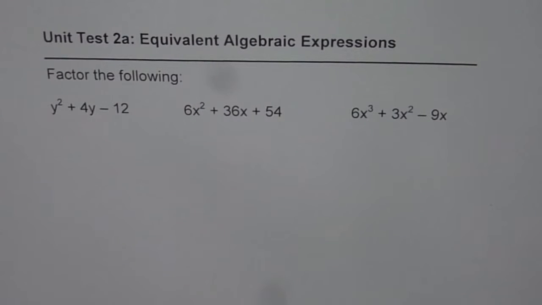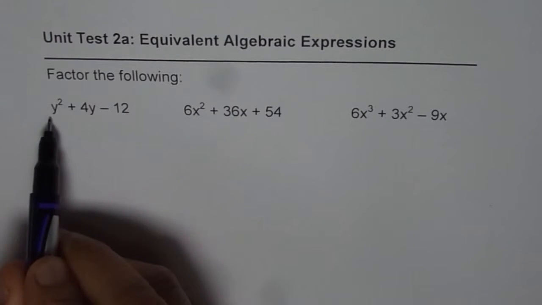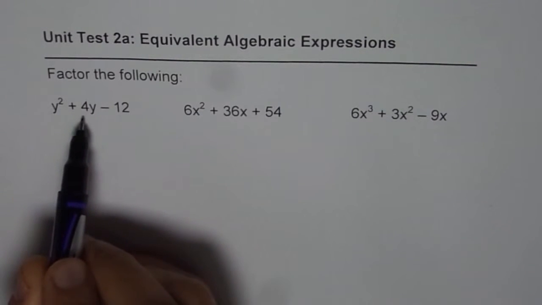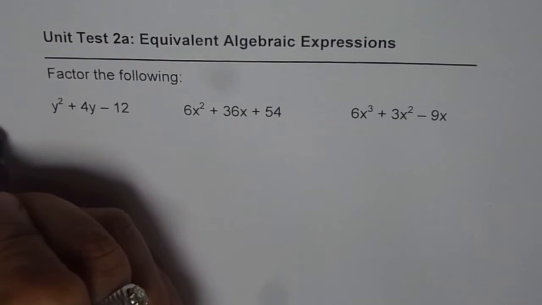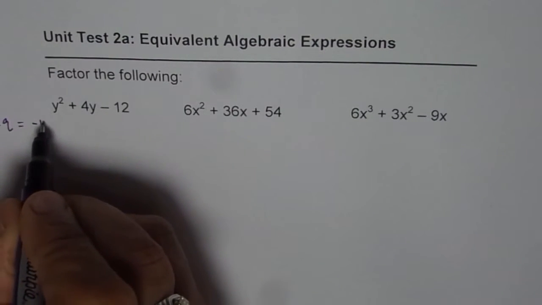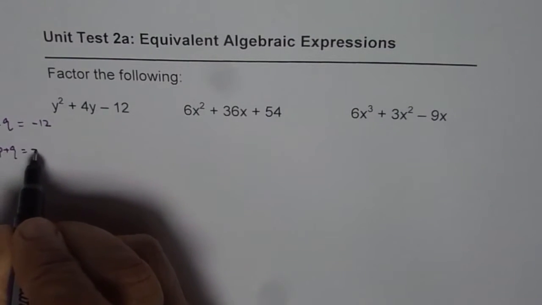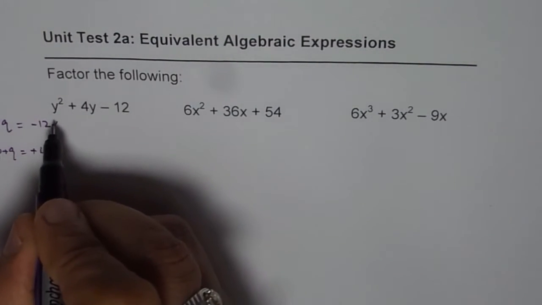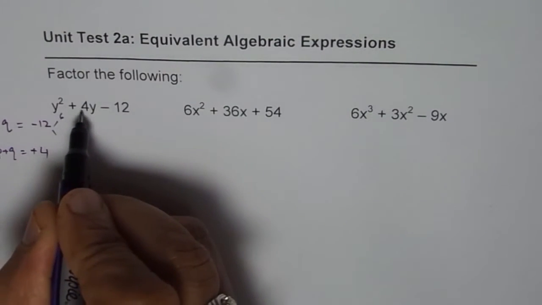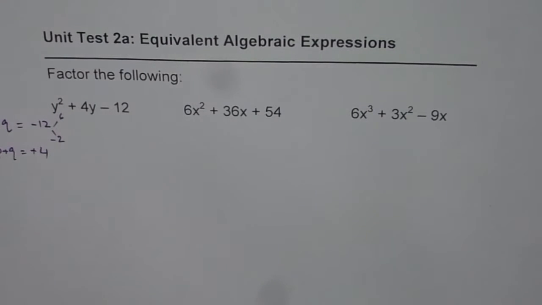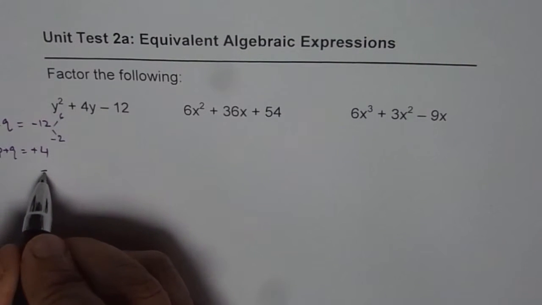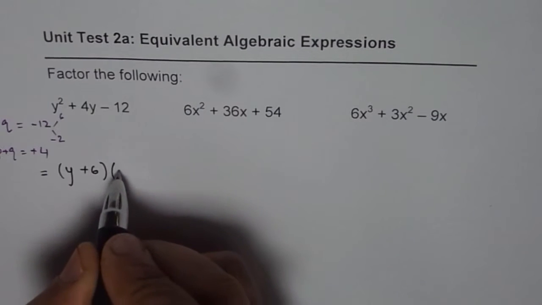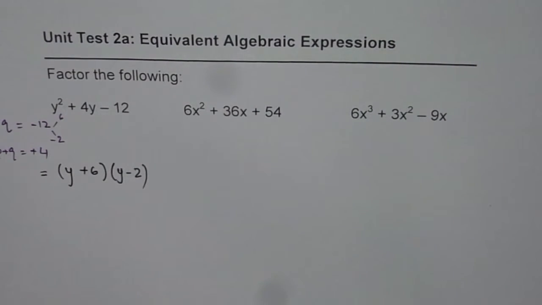In the first one, the leading coefficient is 1. So we are looking for 2 numbers p and q whose product is minus 12 and sum of p and q is plus 4, right? And the 2 numbers are 6 and 2, right? 6 will be positive since when you add you need positive, and 2 should be negative. And that gives you the answer for the very first one, which is y is your variable, plus 6 times y minus 2.